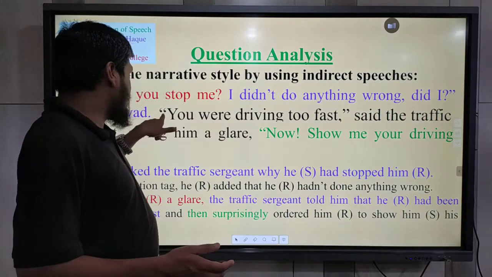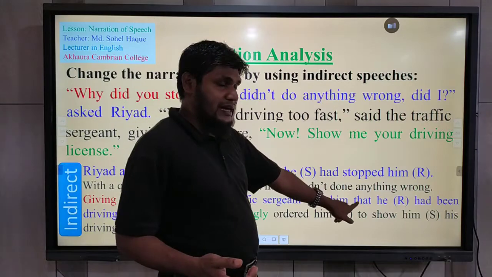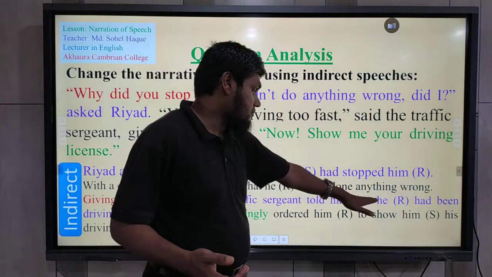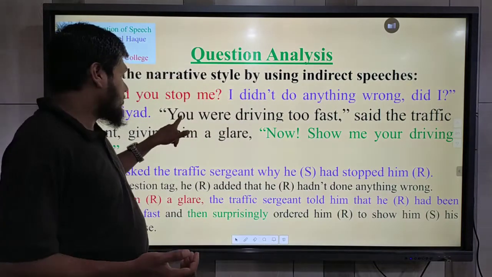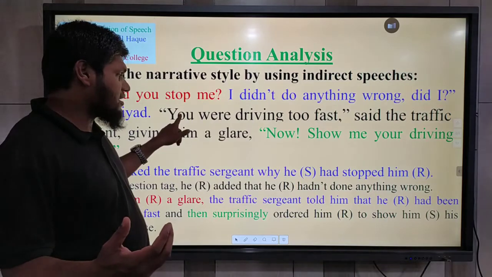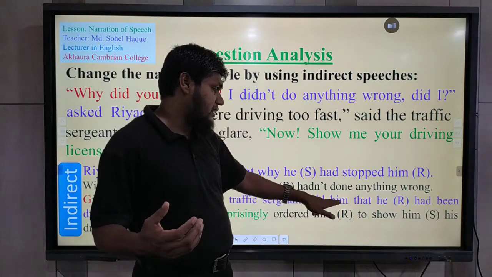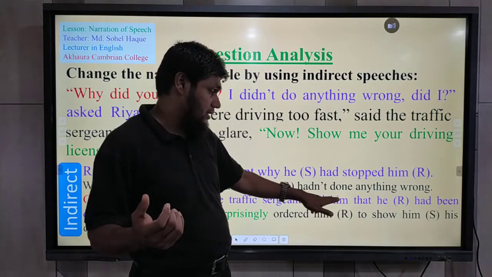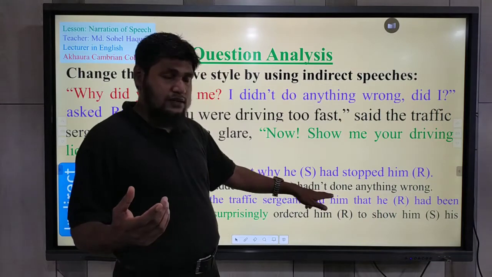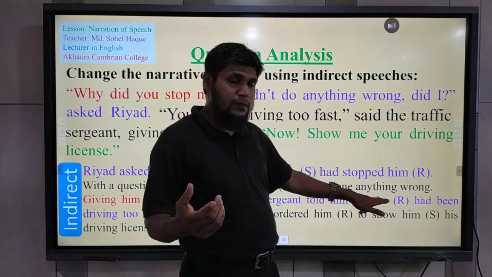At the beginning, omitting the inverted comma, we should use that because it's an assertive sentence. Subject: you is second person. So second person refers to the object. Who is the object here? Real, because Real is the listener, and the listener should be the object. So you refers to Real. So what's the pronoun of Real? He. We use he instead of you.